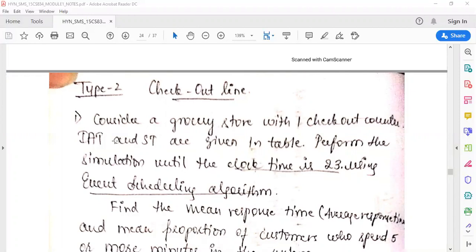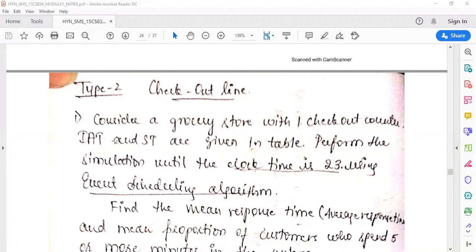In the previous session, we discussed the different concepts in discrete event simulation, what the event scheduling algorithm is, and also the flowchart of arrival event and departure event, and the type 1 problem under event scheduling algorithm, that is to calculate the busy time of the server and maximum queue length.